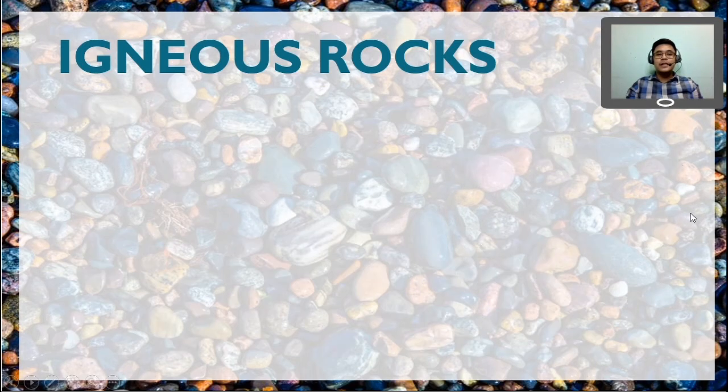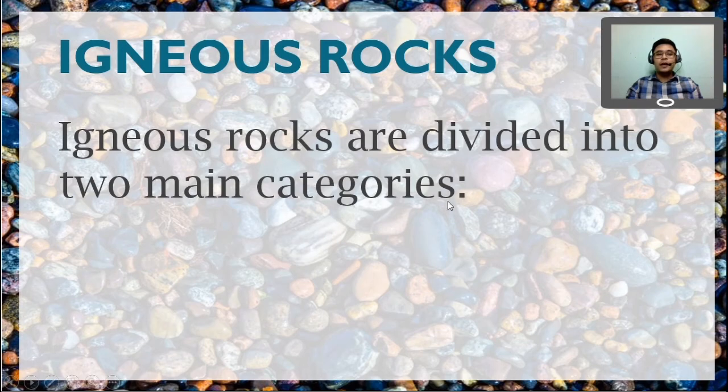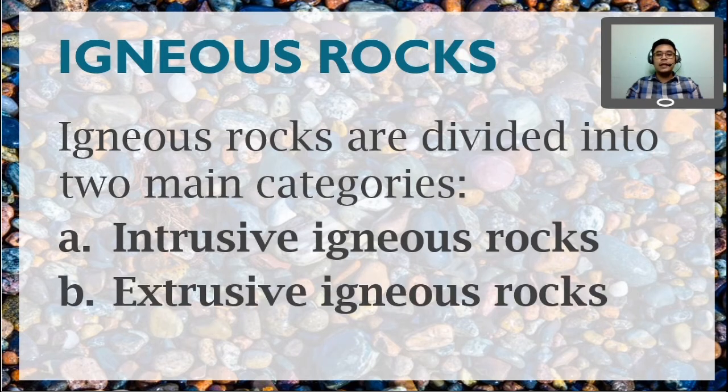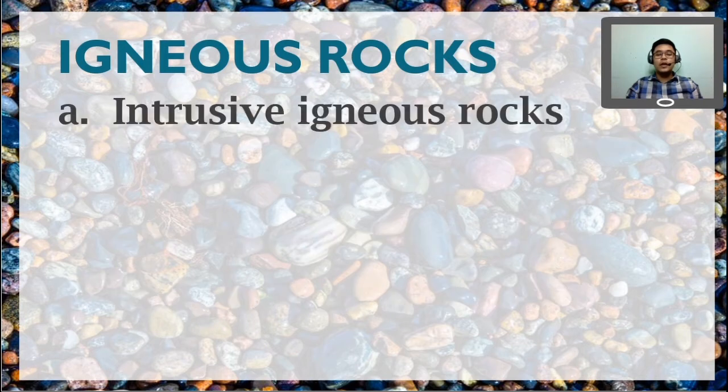And it's time for us now to know the different categories of igneous rocks, because igneous rocks are divided into two main categories. And what are the two main categories of igneous rocks? First, we have the intrusive igneous rocks, and the second is the extrusive igneous rocks. And what are the differences between these two? So let us have first the intrusive igneous rocks.